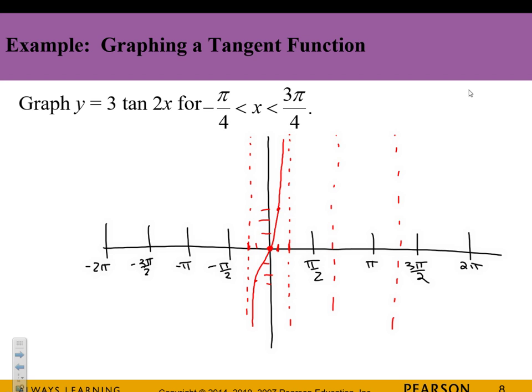Your graph would go from here to here, and the reason for that is that there's no horizontal shift. There's no phase shift. So what was the period? The original period is pi. My new period is pi half.